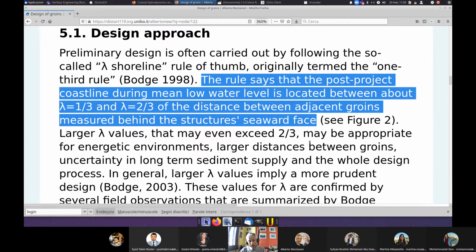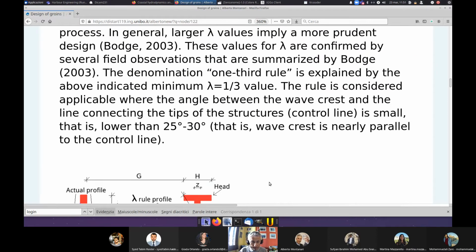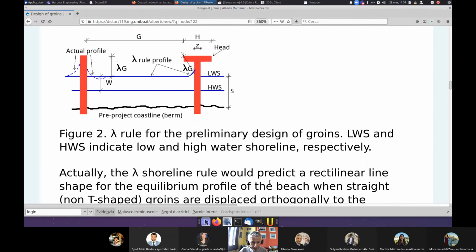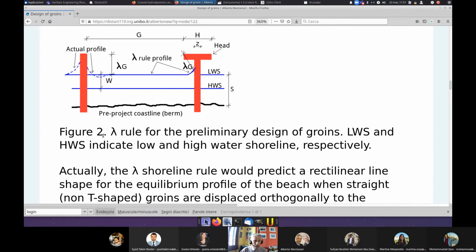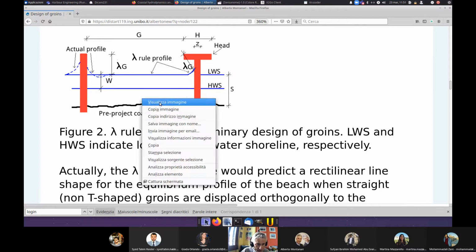Now, let me look at a figure. Let's go here. Here you have a pre-project coastline. Let me show this figure.